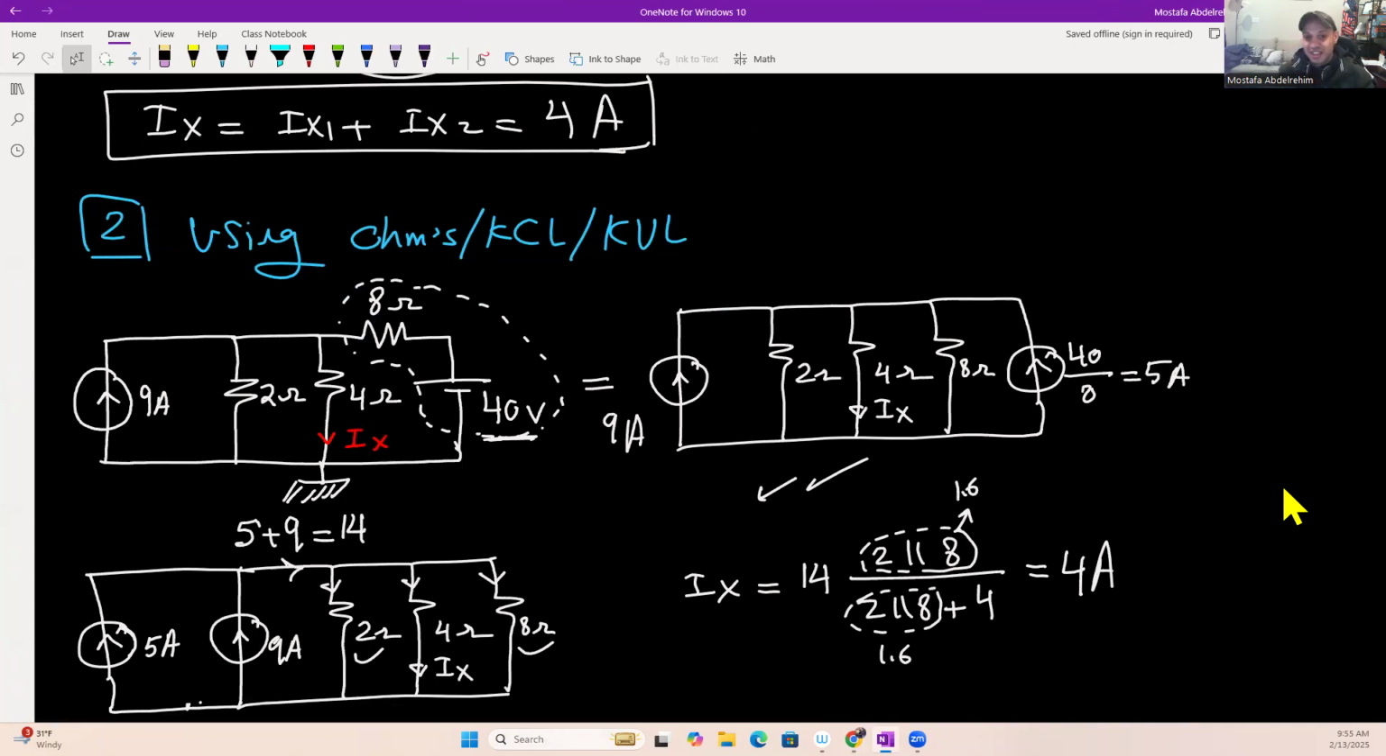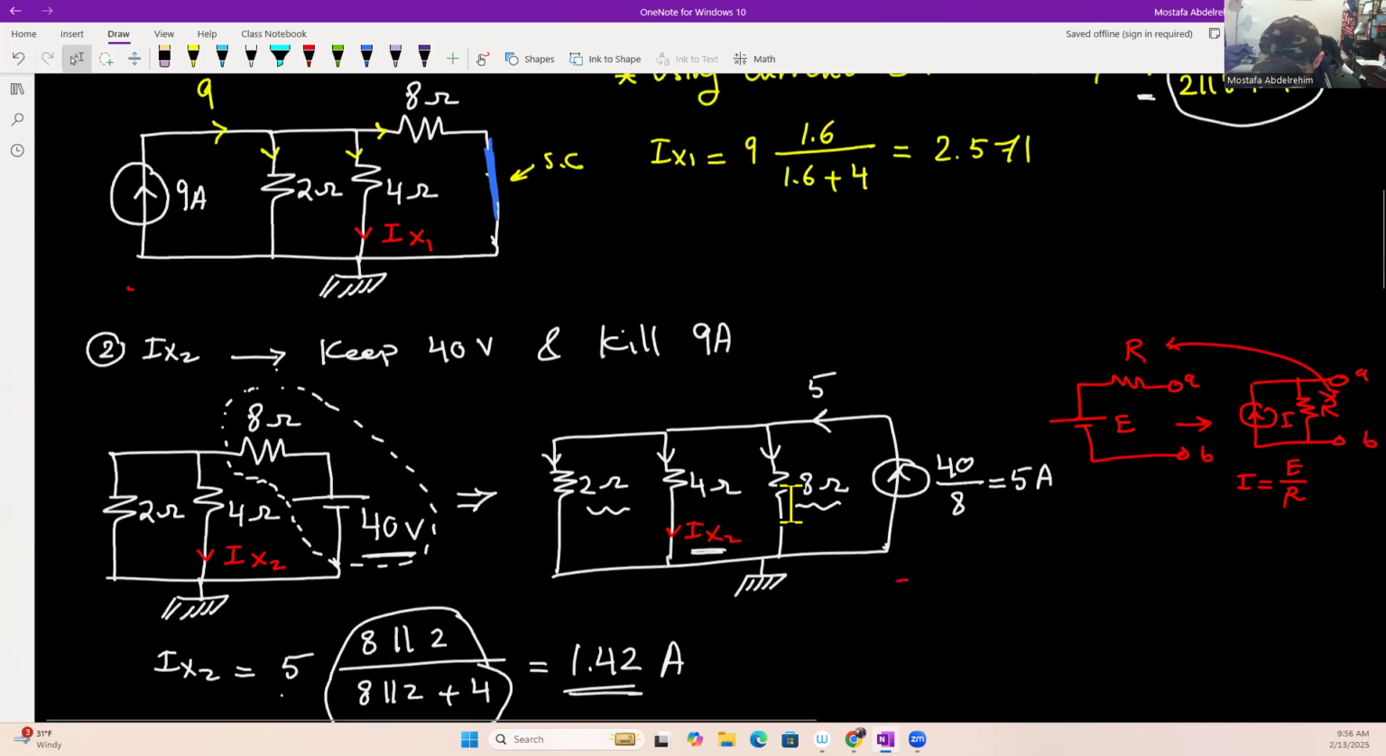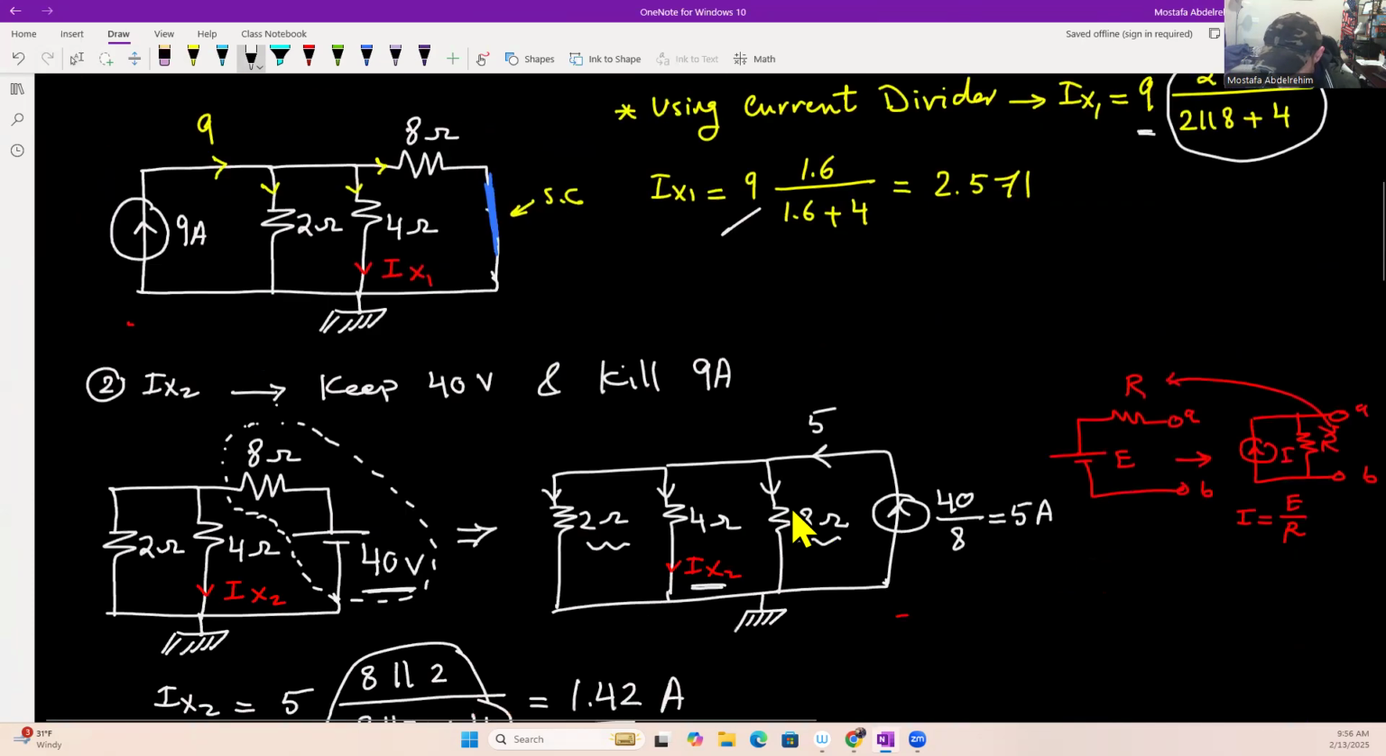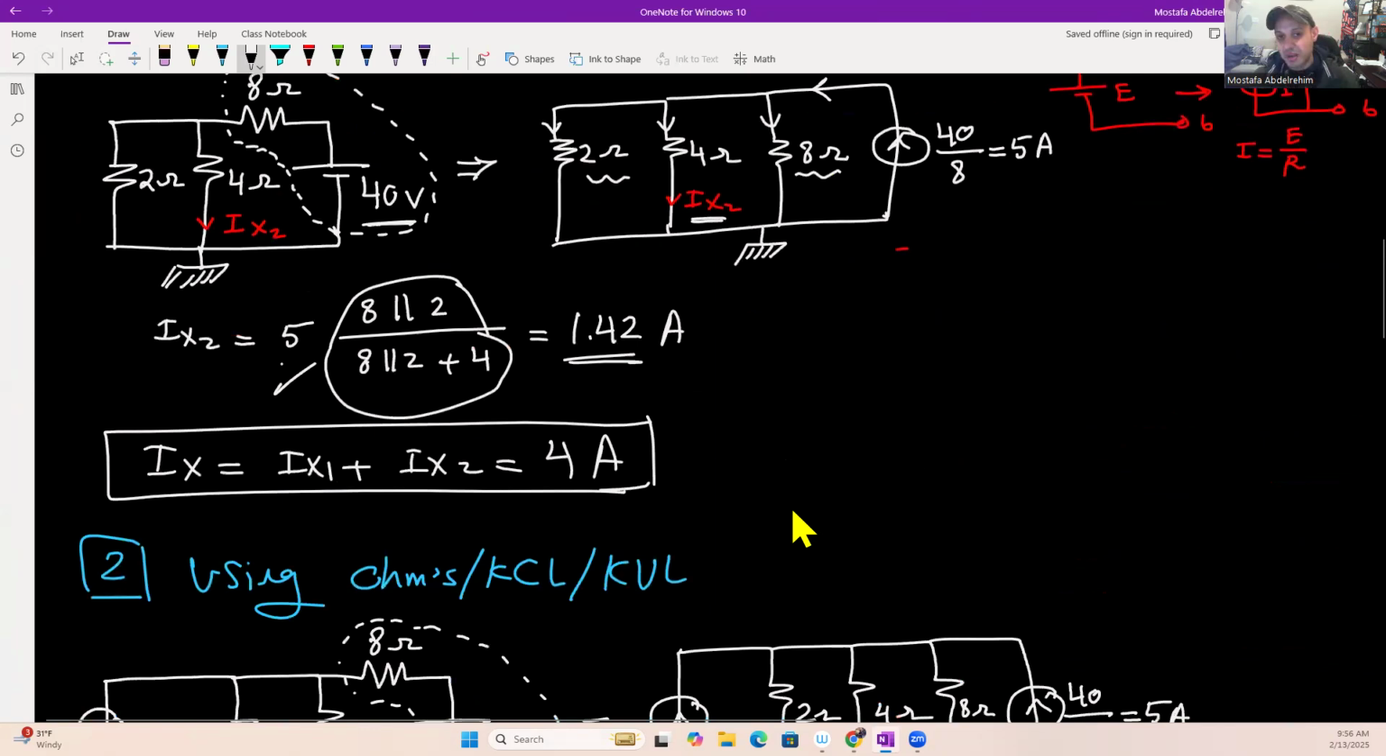Okay, so we didn't do anything different. When we solve using Ohm's law, Kirchhoff current law, and Kirchhoff voltage law, which will result in the current divider rule, because the current divider rule is based on these laws, we get basically the same answer. So 14 here is 9 plus 5. And that's exactly what we have done before. 9 and here was 5. And 9 plus 5 is 14.